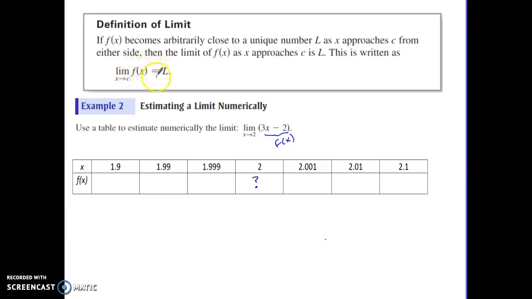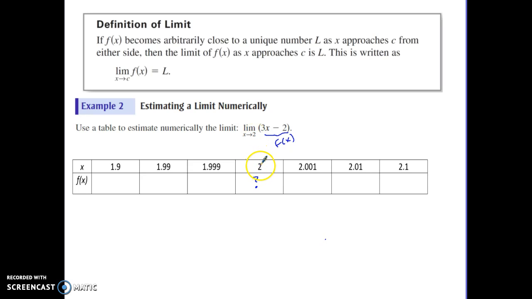c of f of x, and it's equal to L. So in terms of what an actual problem is going to look like, if we look down here at example 2, again, we're going to start with this numerical approach. So that means we're going to be creating a table. Within this table, you can see my c value is 2. So my x value is approaching 2, so 2 is my c.